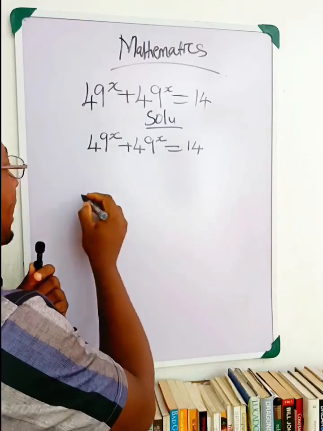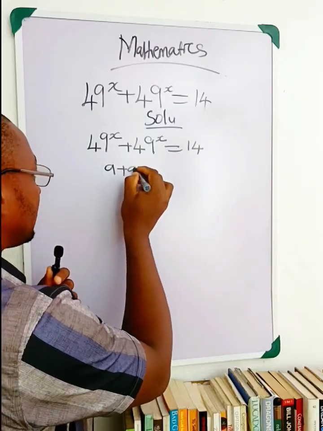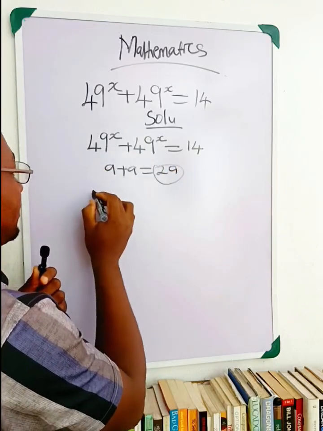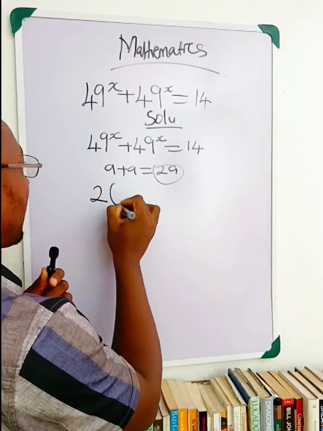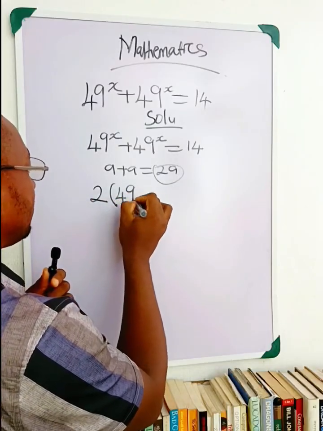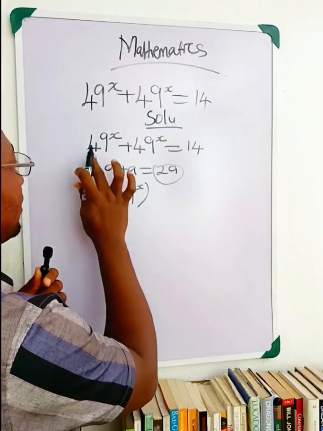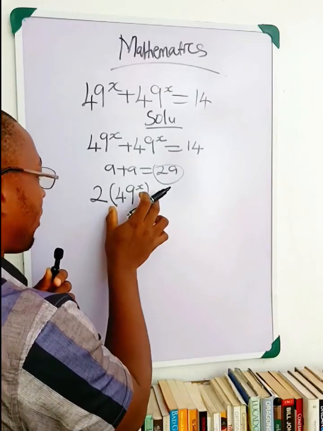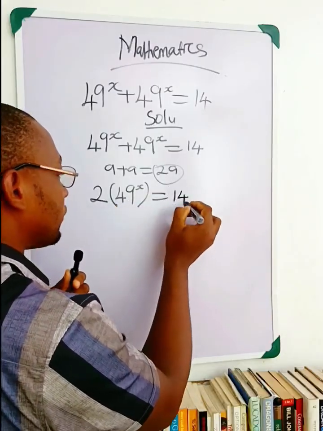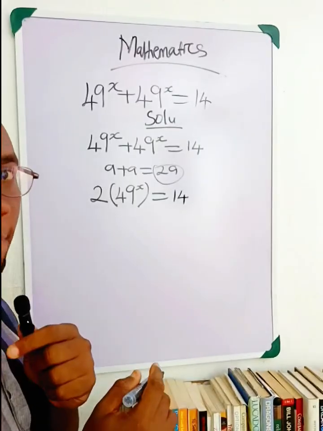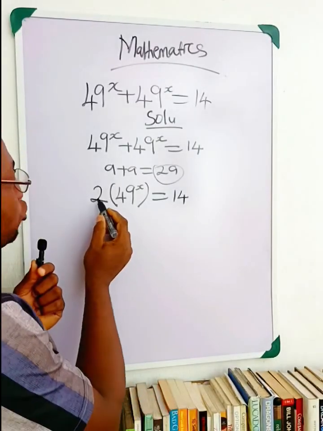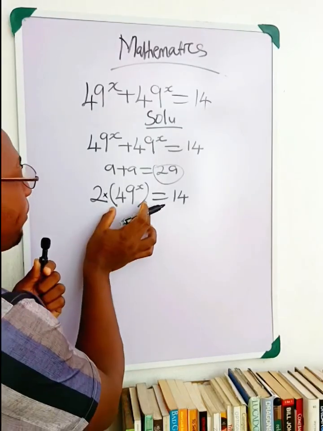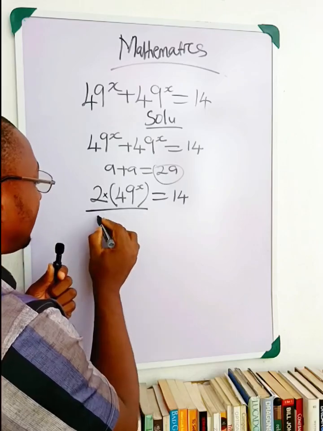All right, we are going to apply this principle: A plus A equals 2A. So applying it to this now, we'll have 2 times 49 raised to power x. Are you getting me? 49 raised to power x plus 49 raised to power x is 2 times 49 raised to power x equals 14. Are you following? The relationship between 2 and 49 raised to power x is a multiplication relationship. So for us to make this the subject of the formula, we divide both sides by 2.